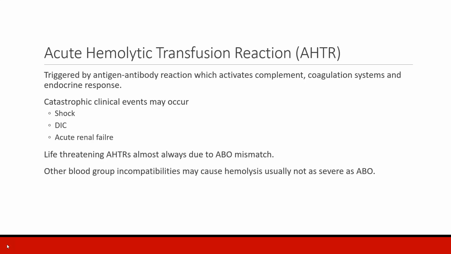Life-threatening AHTRs are almost always due to ABO mismatch because you have those naturally occurring antibodies that are built against those ABO antigens you do not possess. So you have IgM and IgG, and as soon as that blood's going into the circulatory system, it's being attacked. And IgM is very, very good at activating complement, so that will result in hemolysis. Other blood group incompatibilities may cause hemolysis, usually not as severe as ABO. The other one that you need to think of is the anti-JKA.